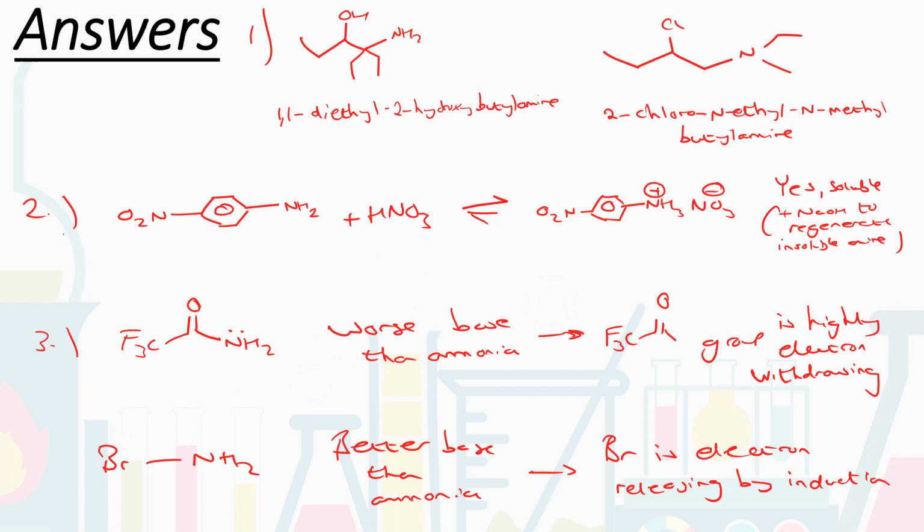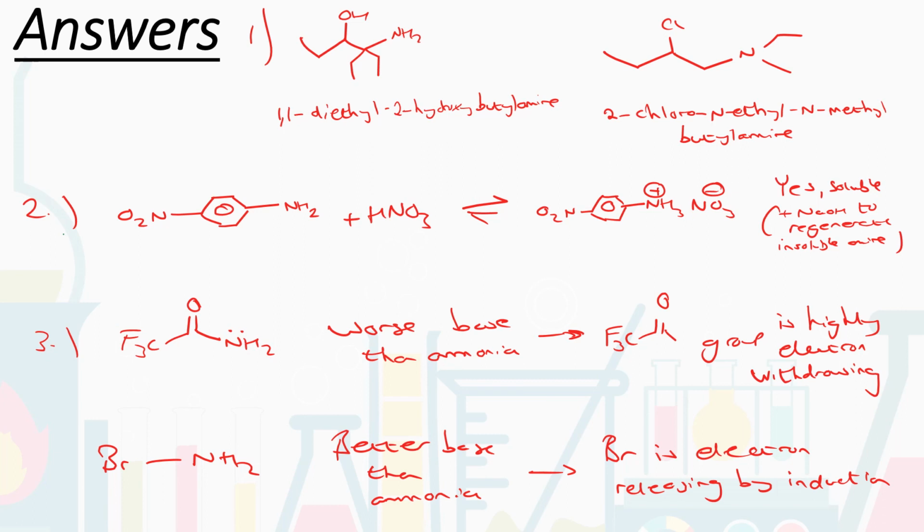So the second question was then to write the reaction of the 4-nitrophenylamine with nitric acid. This is just an acid-base reaction. So our nitric acid is acting as the acid, our phenylamine acting as the base, accepting a proton. So we end up forming our ionic salt. And in this case, yes, because the product is an ionic salt, it would be soluble in water. If we want to regenerate our insoluble amine, we'd have to add some strong base such as sodium hydroxide.